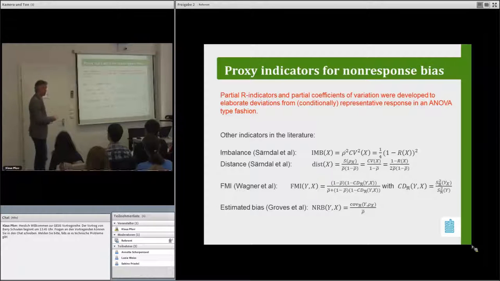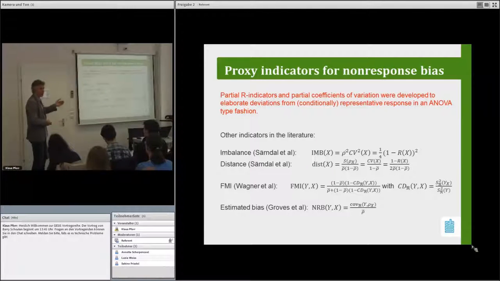But indicators developed in Sweden have a very strong similarity to R-indicators. Basically you can always write them into each other, and they are usually proportional to each other. So if you compute one, the other gives you the same kind of signal.